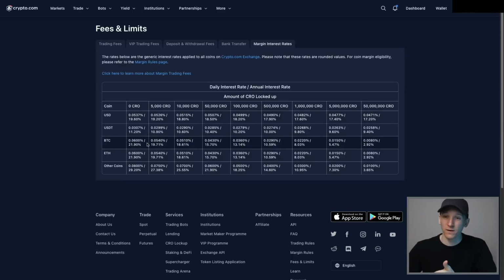And certainly in bull markets, interest rates are going to go up a little bit. Not the end of the world if you're long in a bull market, right? But it's something to be aware of and make sure that you have an amount of buffer here to actually pay for these interest rates over time.